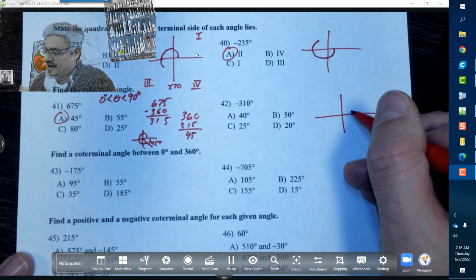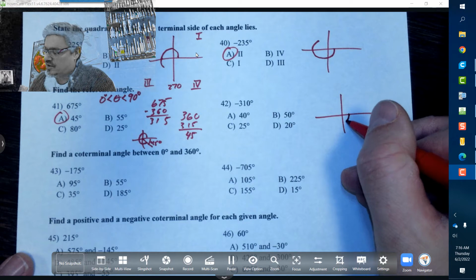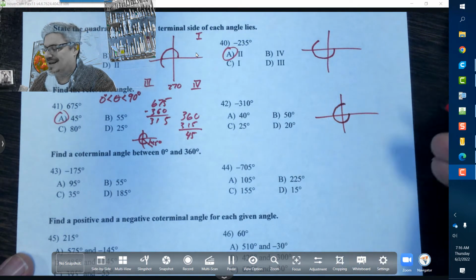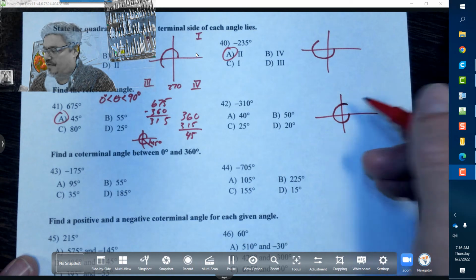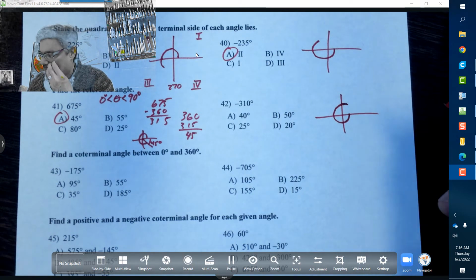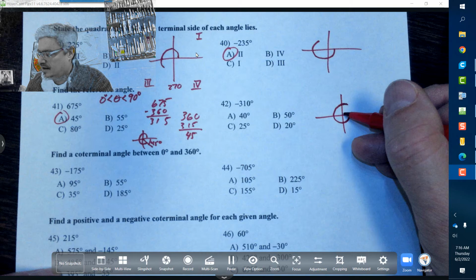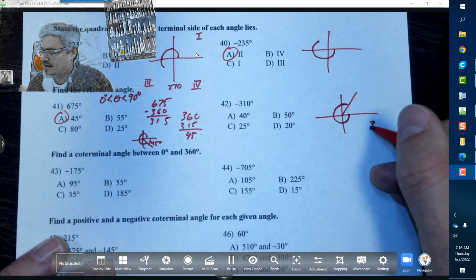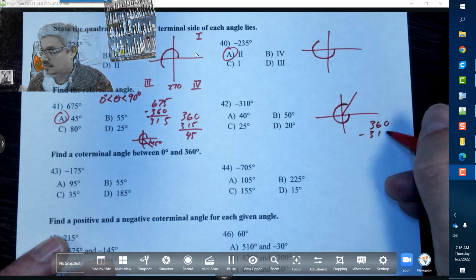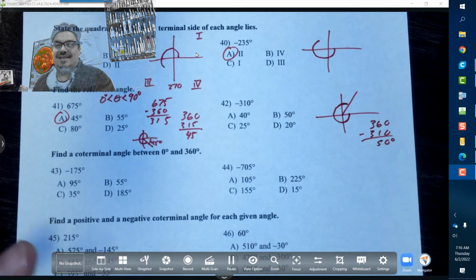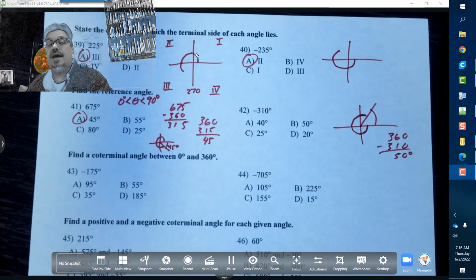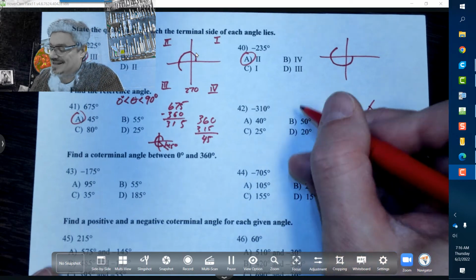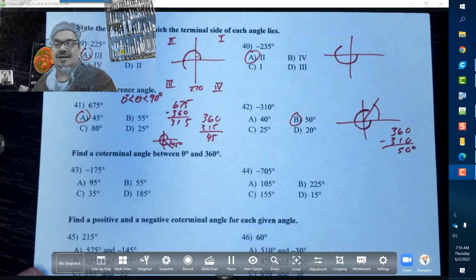All right, negative 310 going in this direction takes us, let's see, that's right about here. Negative 310 takes us over here, so all we've got to do is take 360 minus 310, so we can figure out what this distance to the x-axis is. That's yet another way to look at it. The reference angle is the distance in degrees or radians from the x-axis.